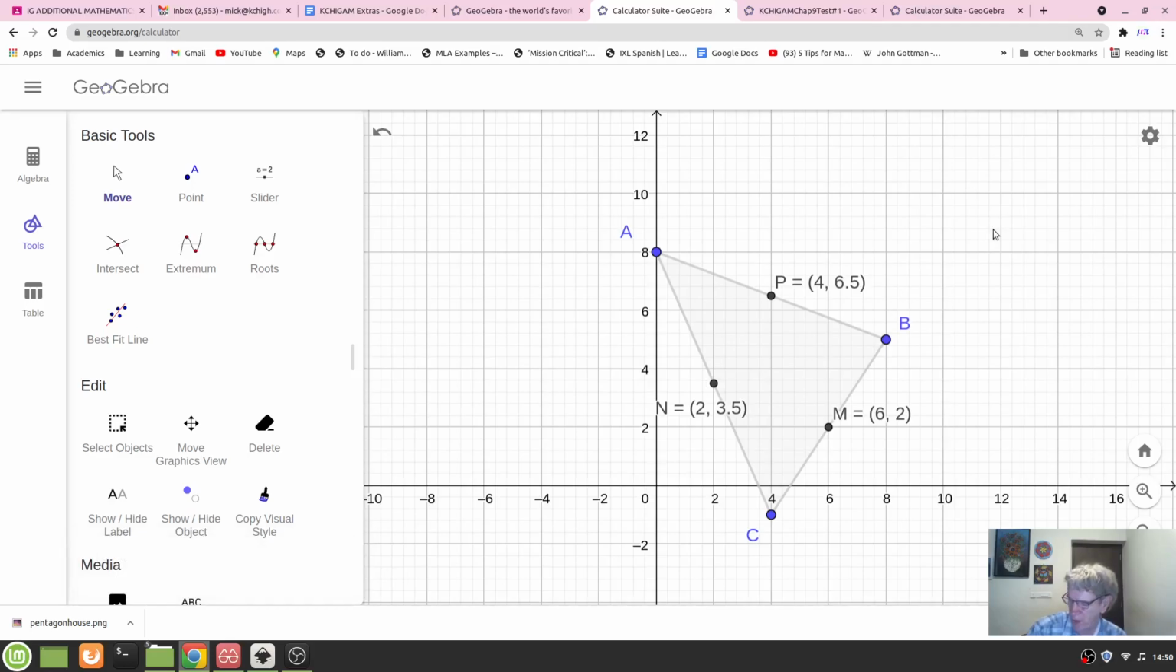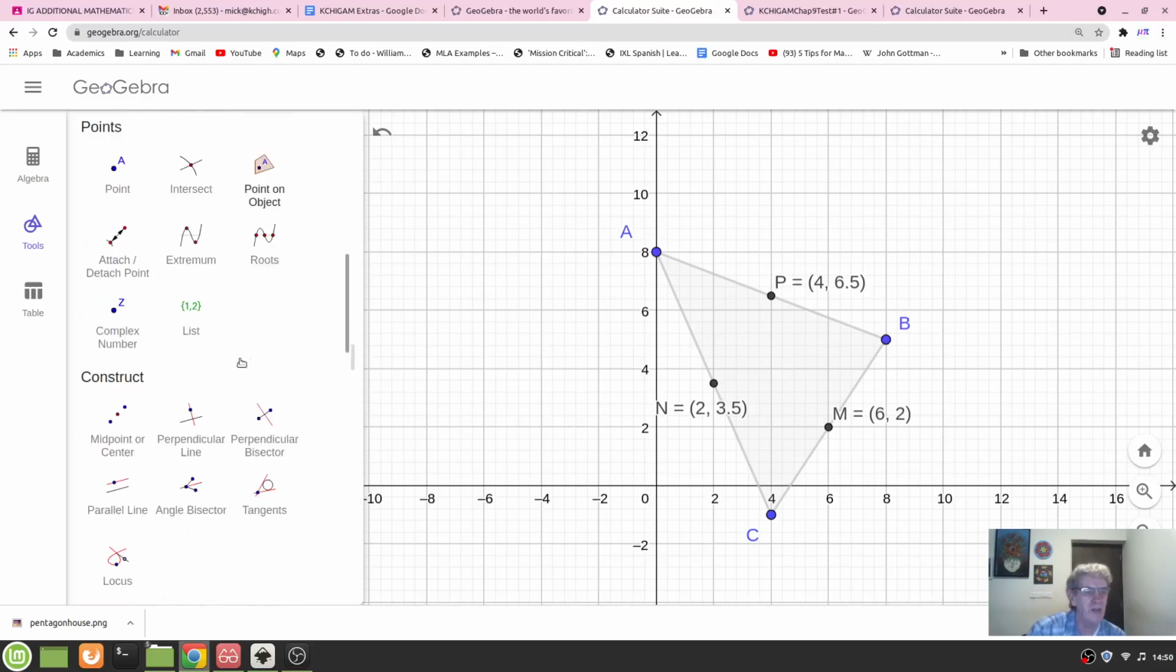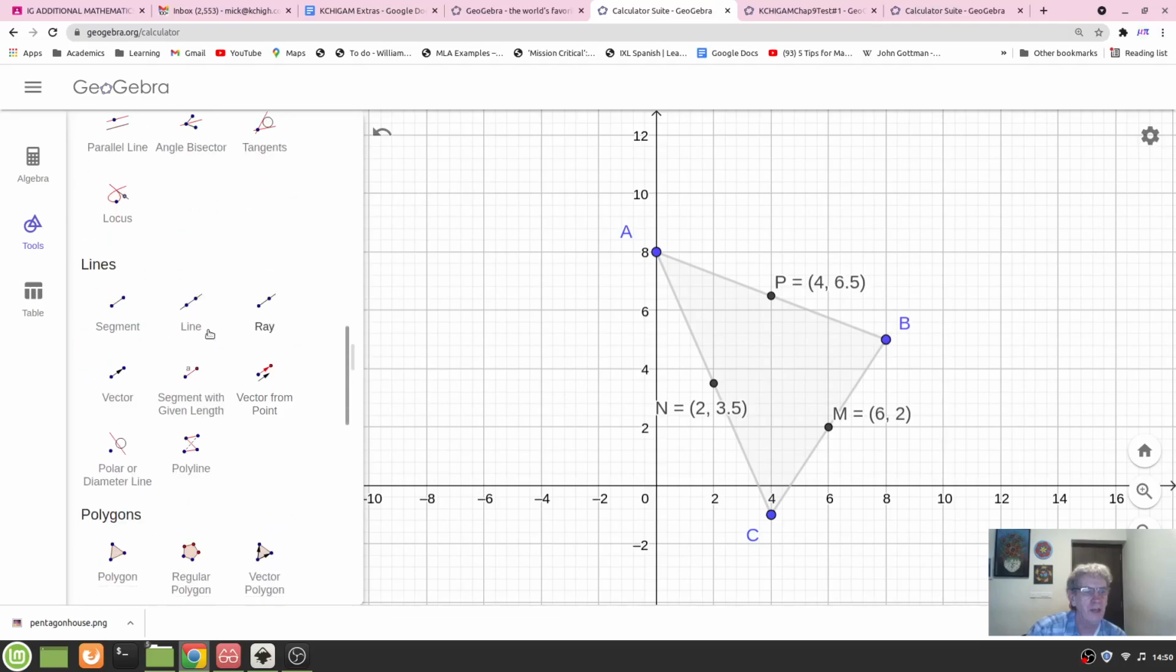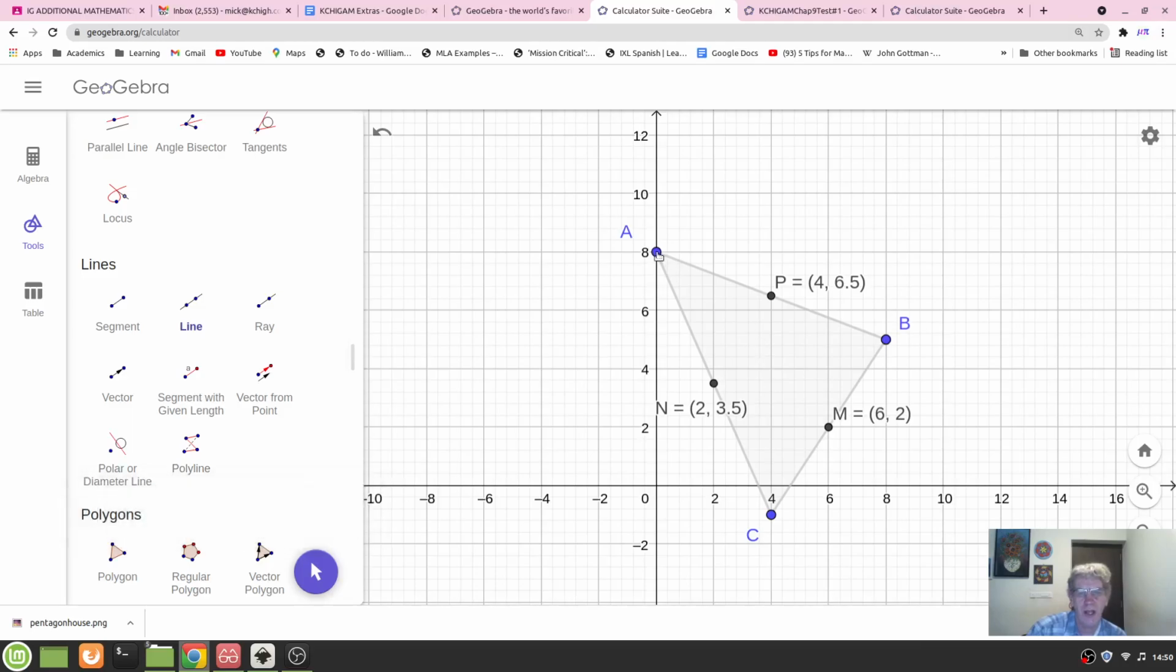Now, what else do I want? I think I want the intersection point between the lines AM and BN, and I want the equations of those lines. Well, that's easy. I'm going to use the line tool, all right, and there's the line. For the line between, I read here, select 2 points. It's A and M, and there's my line.